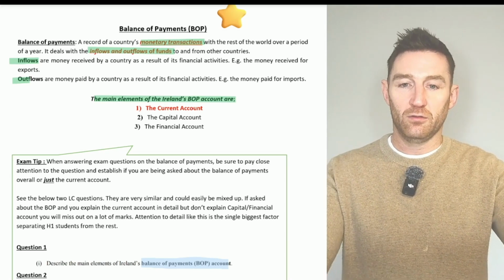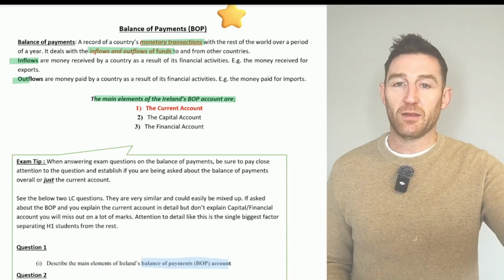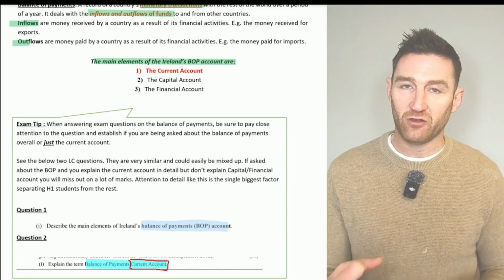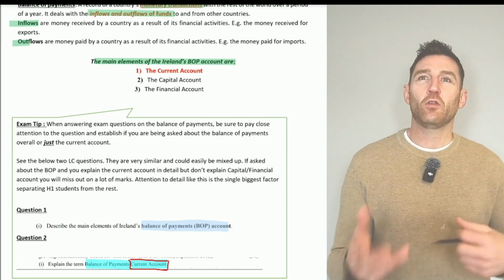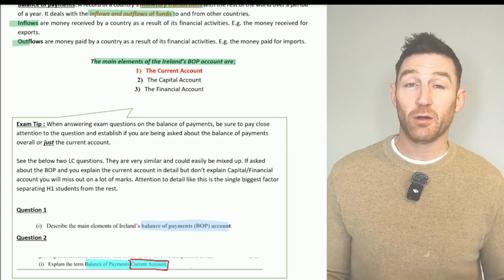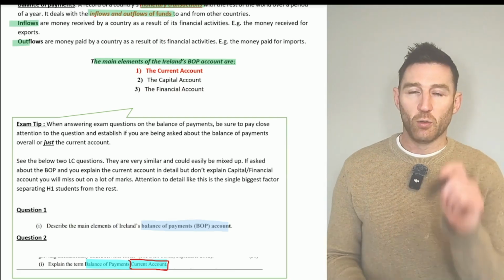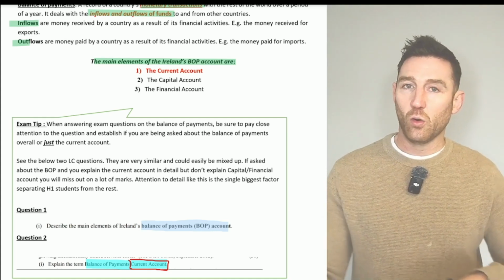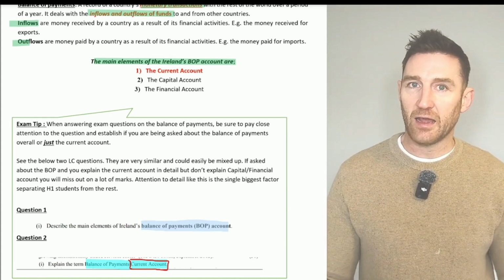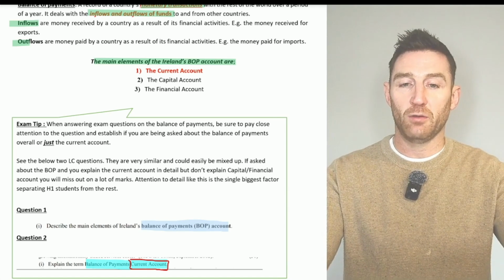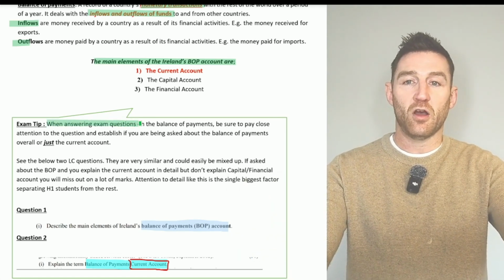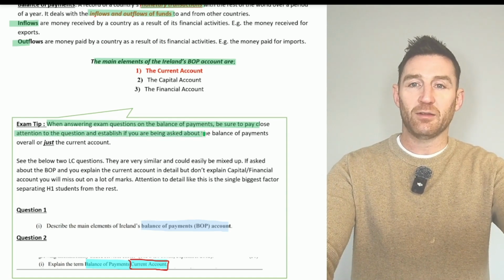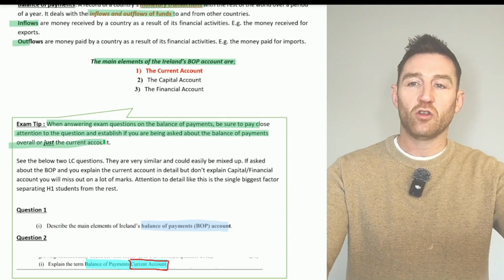So we've got three parts of the balance of payments account. We have a current account, a capital account, and a financial account. Now, normally, for the most part, when we're talking about the balance of payments, people are referring to the current account, right? But what's in that box is important because exam questions can ask you about the current account, or it could ask you about the balance of payments account as a whole. So if you just read this box with me, it says here, when answering exam questions on the balance of payments, be sure to pay close attention to and establish if you're being asked about the balance of payments overall or just the current account.